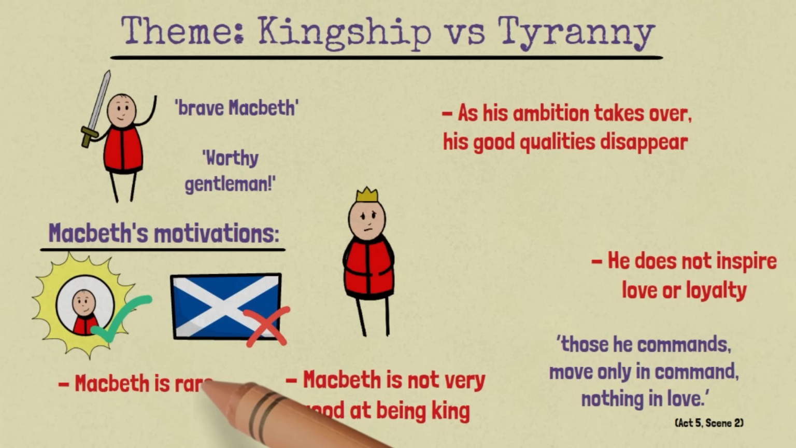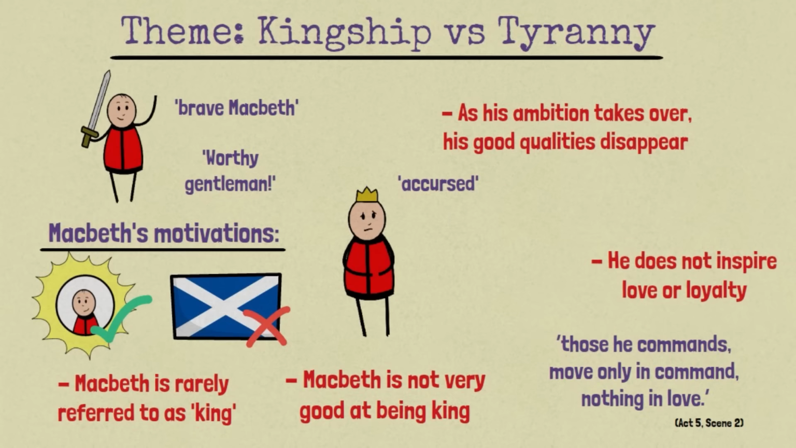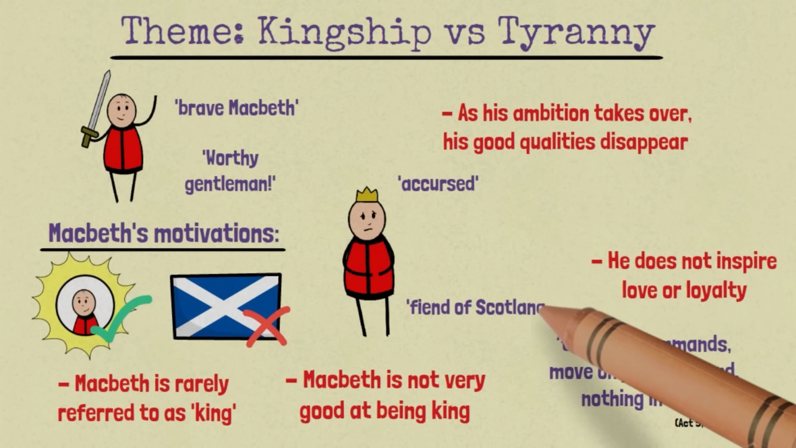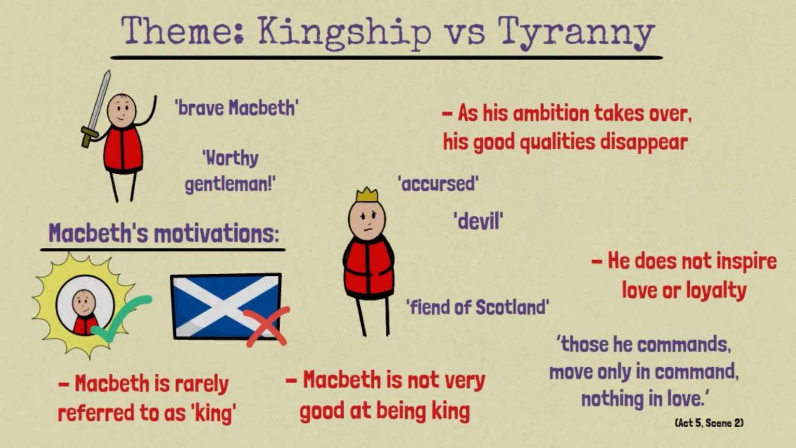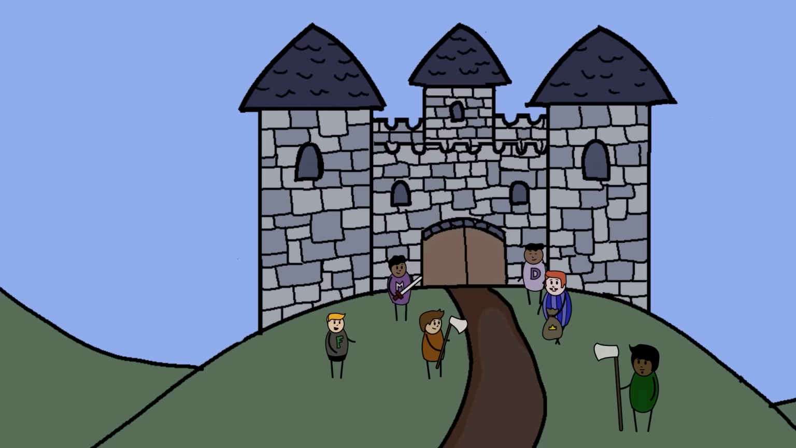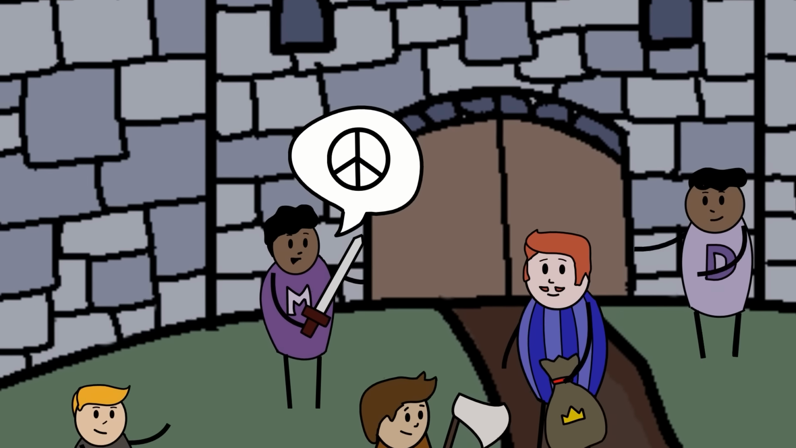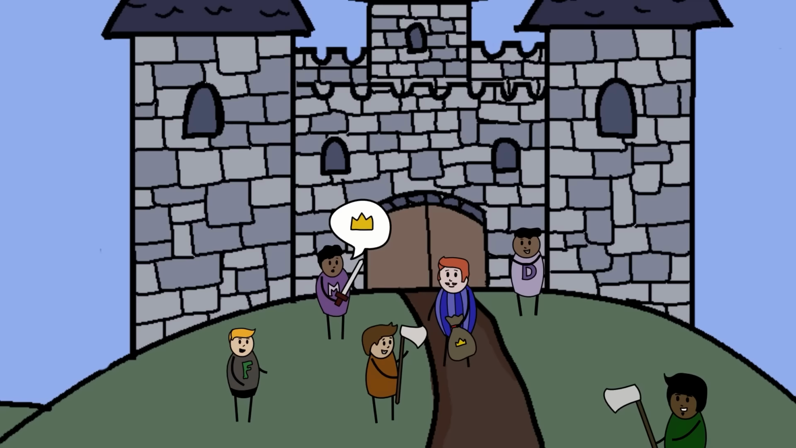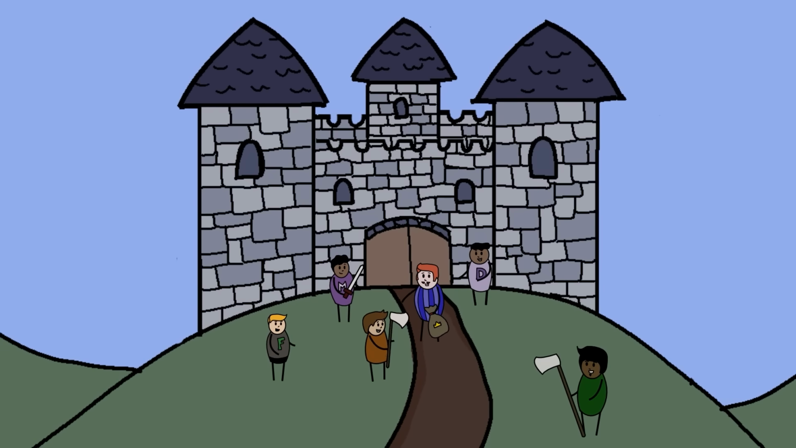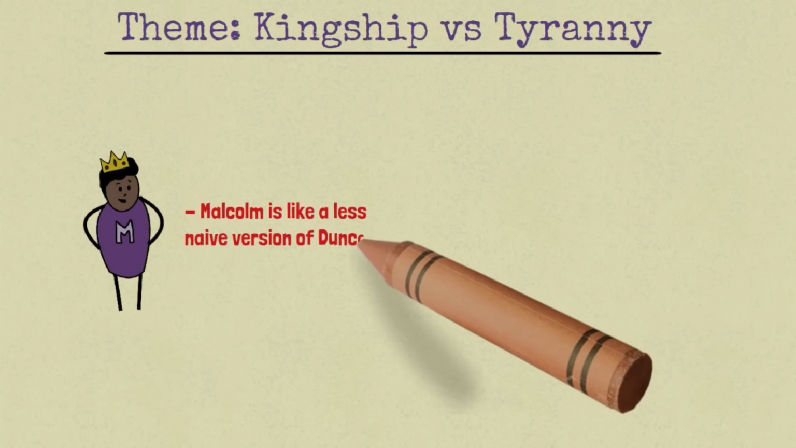And in comparison to Duncan, Macbeth is rarely referred to as a king at all, but rather accursed, fiend of Scotland, devil, and most often, tyrant. Once Macbeth's reign of terror is over, however, a third king takes the throne, Malcolm. Although he is young, he seems to possess many of the qualities his father had, but is perhaps more shrewd when it comes to the people he trusts.